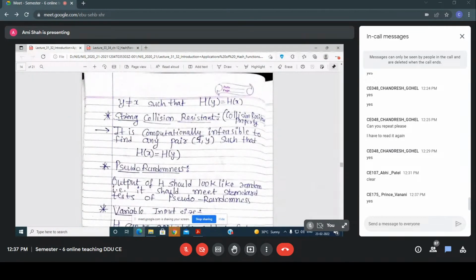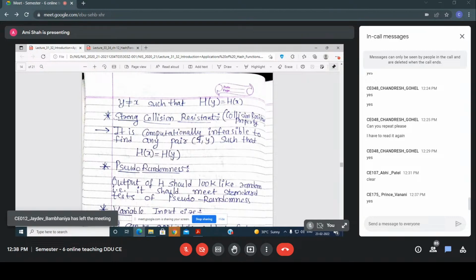And this is the third property, that is the strong collision resistance property. It is computationally infeasible to find any pair x, y such that h(x) equals h(y). This property means that it should be hard to find two different inputs of any length that result in the same hash. For a hash function h, it is hard to find any two different inputs x and y such that h(x) equals h(y). This makes it very difficult for an attacker to find two input values with the same hash.